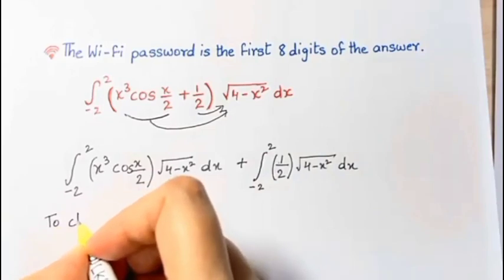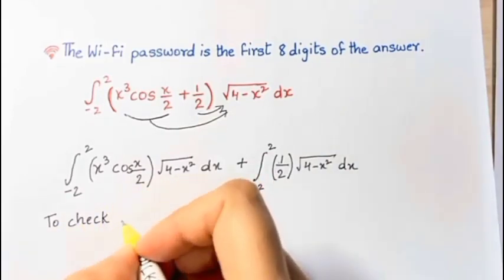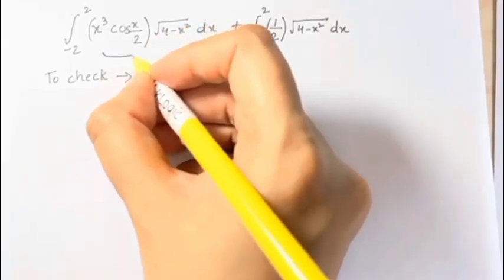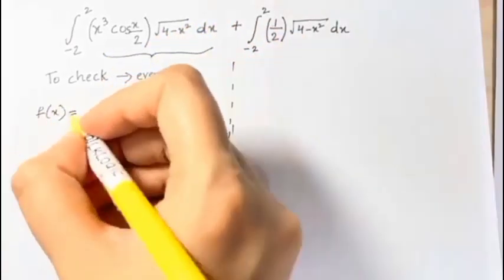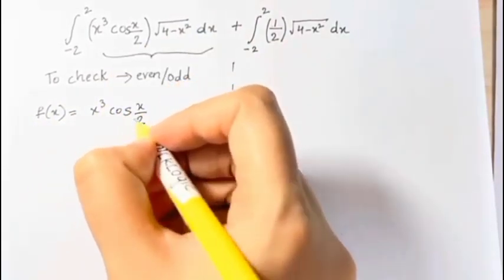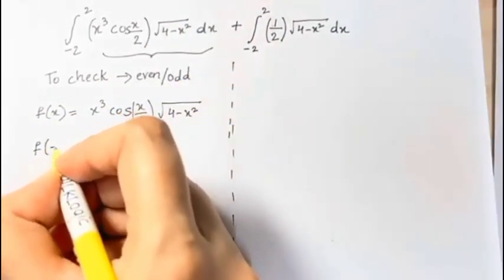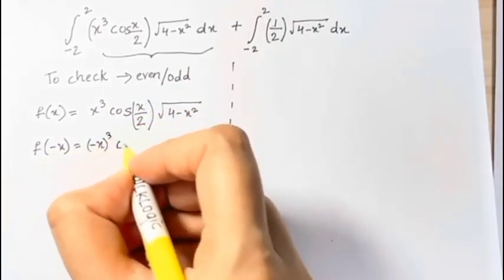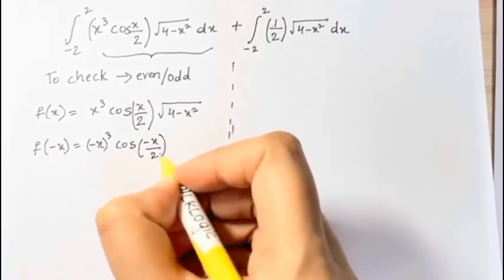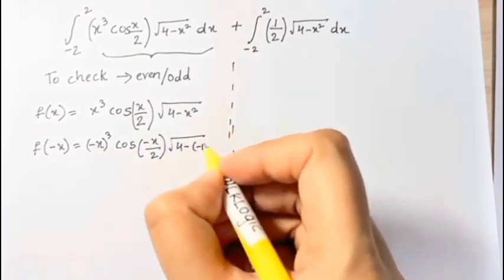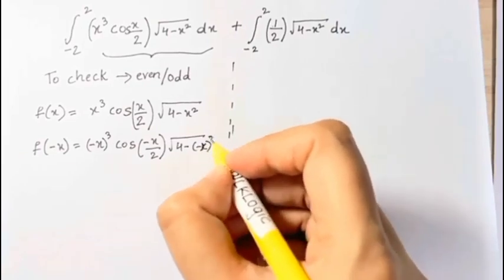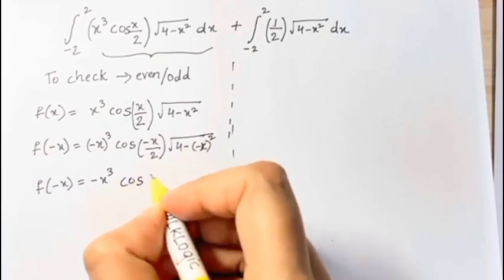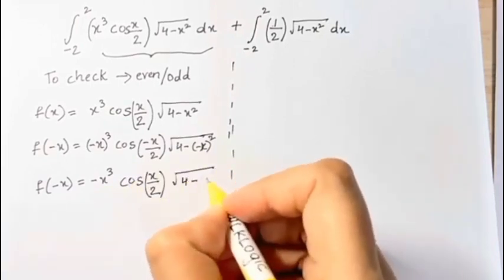Now let's consider the integral on the left. We can evaluate it by considering even and odd functions. So let's check if it is even or odd. So this is the function f of x on the left hand side. Then we plug in -x in place of x. So we get (-x) the whole cube times cosine of -x over 2 times square root of 4 minus (-x) the whole square. Then we get f of -x equals -x cubed cosine of x over 2 times square root of 4 minus x squared.